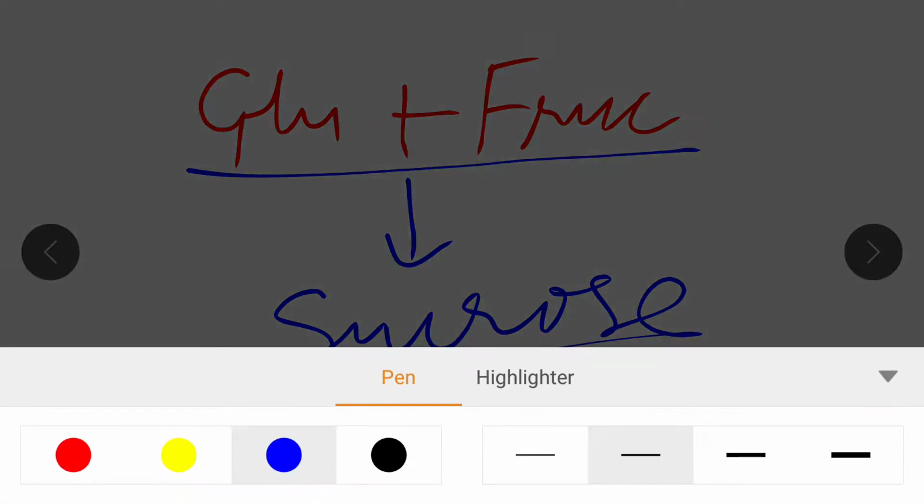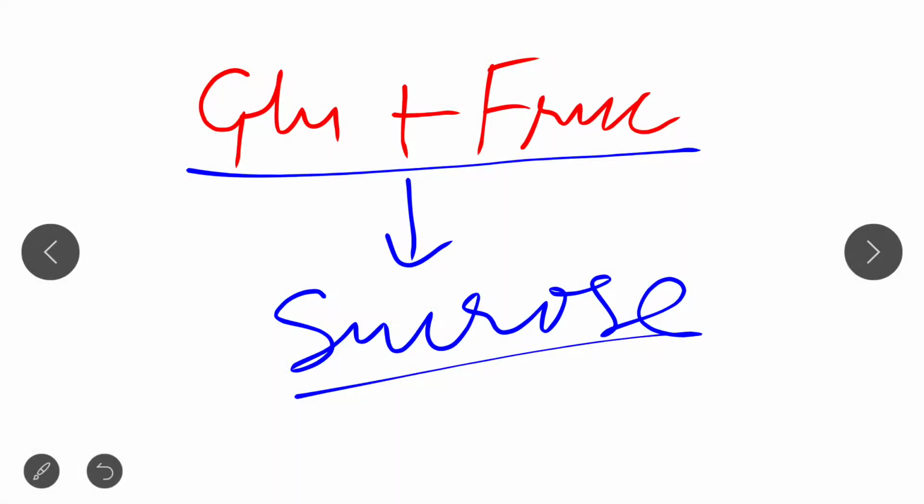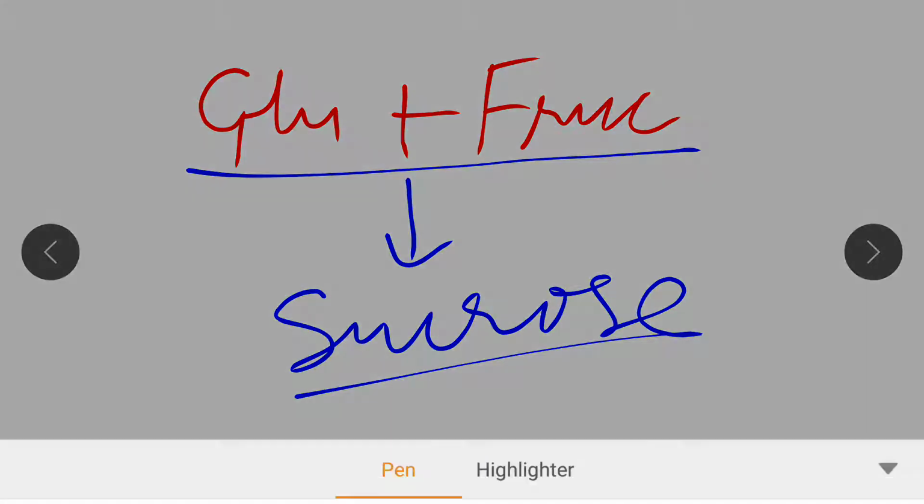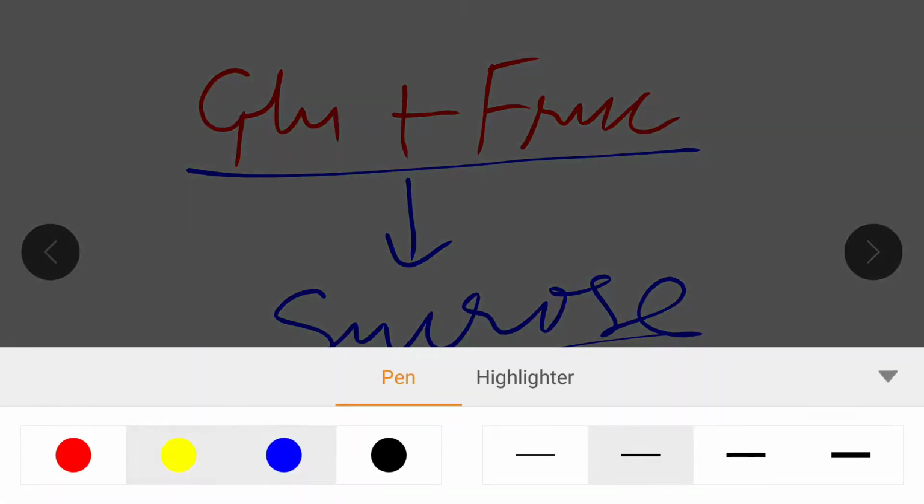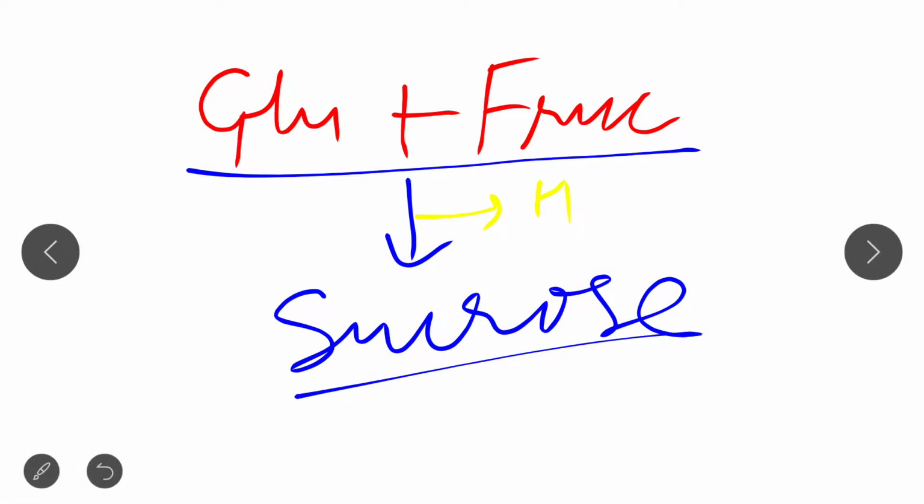I will teach this disaccharide molecule in detail in my upcoming lectures on carbohydrates. Here you just take the concept. So basically disaccharide means made up of 2 sugar molecules, that is glucose and fructose, which give rise to sucrose with the release of one molecule of water.